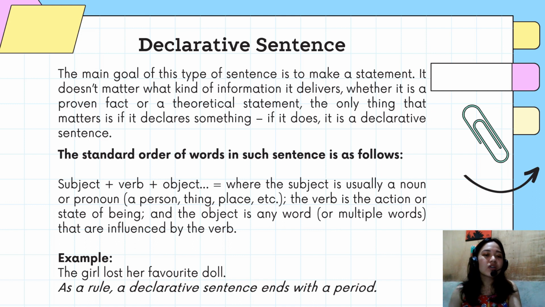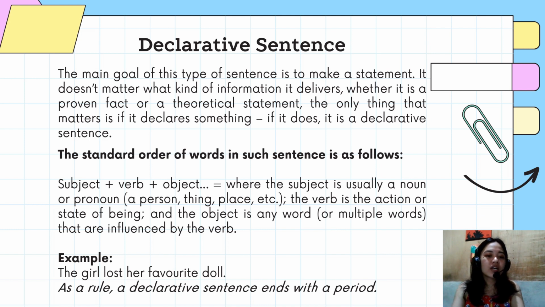Let us now look at the standard order of words in such a sentence. We have first the subject, plus the verb, and then the object, where the subject is usually a noun or pronoun, a person, thing, or place, and the verb is the action or state of being. And the object is any word or multiple words that are influenced by the verb.